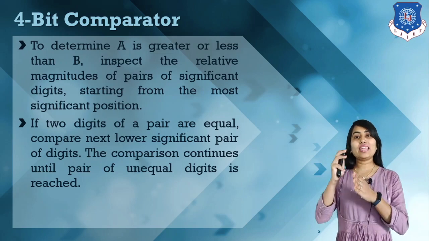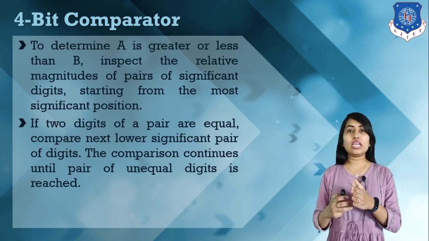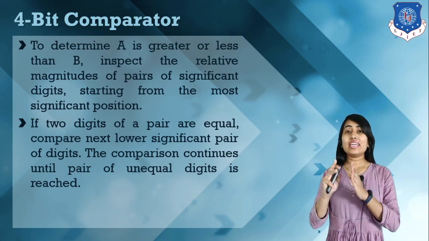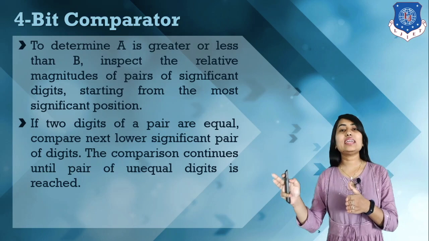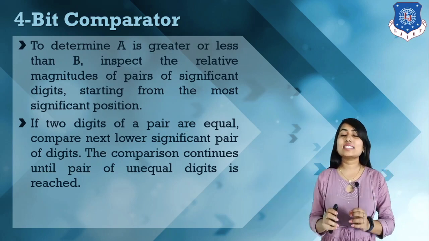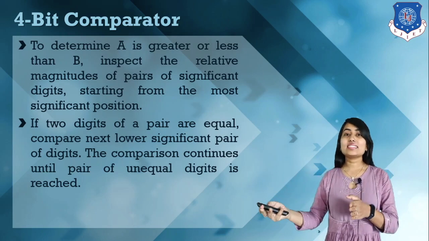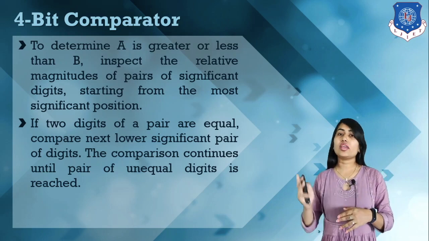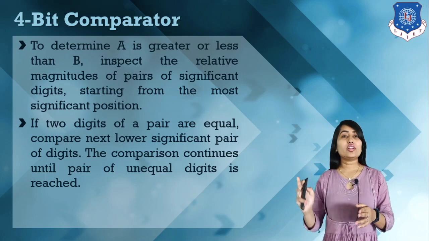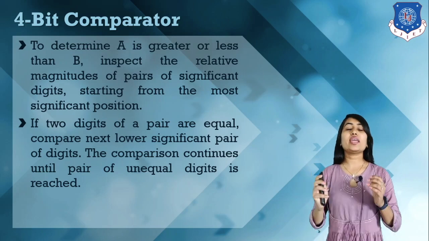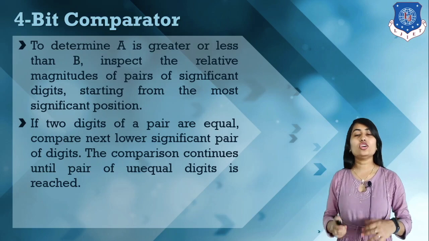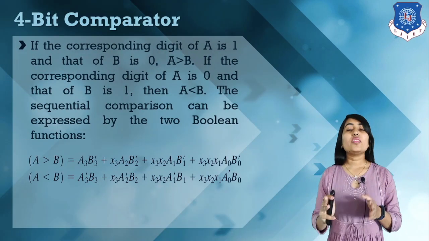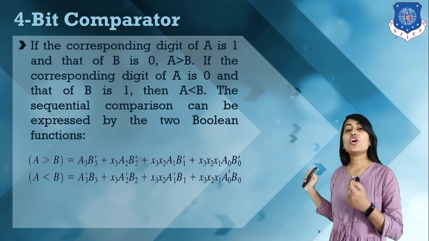So compare A2 and B2. Check the A2 and B2 bits. If A2 is greater than B2, then we can say that A is greater than B. If A2 is less than B2, then we can say A is less than B. But if A2 equals B2, then check A1 and B1, and again do the same for A1 and B1. Okay, so this is how we can calculate whether one number is greater or less. Then we write the logical expressions for greater or less.